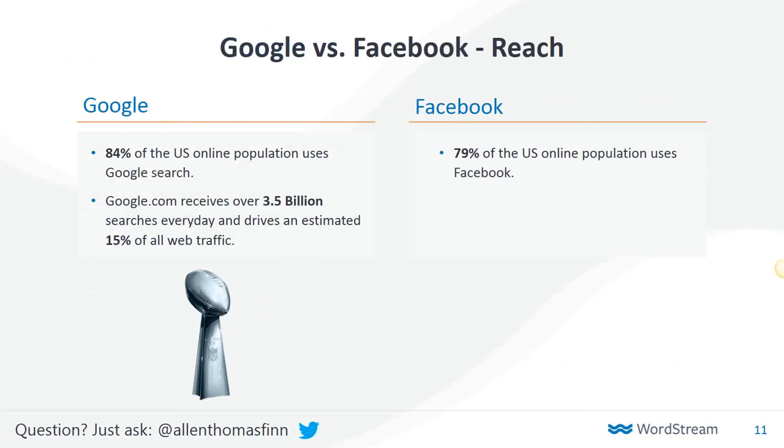In terms of reach, 84% of the US population uses Google, and that equates to about 3.5 billion searches a day and 15% of all web traffic. Conversely, 79% of the US population uses Facebook. This isn't the only reach available to you across the two platforms, however.